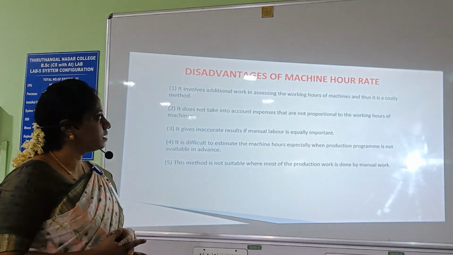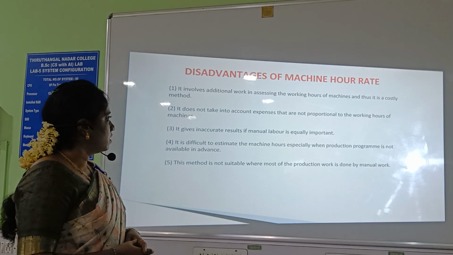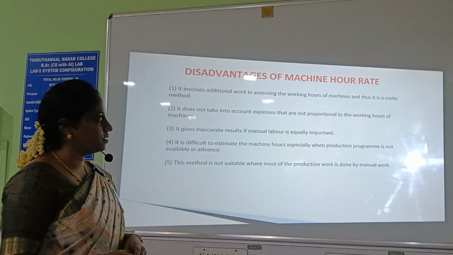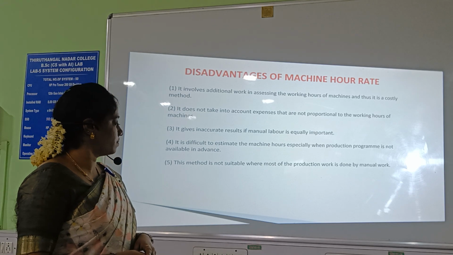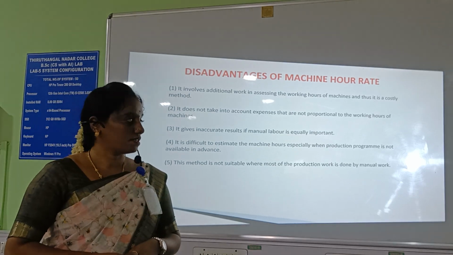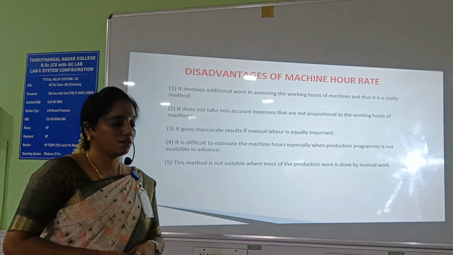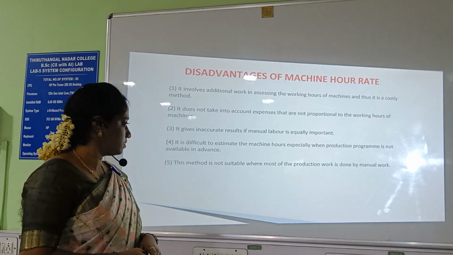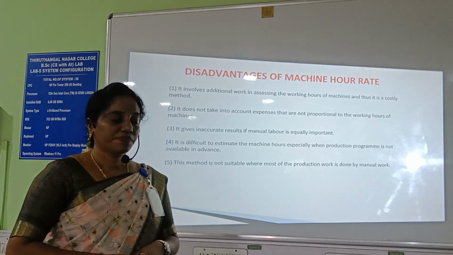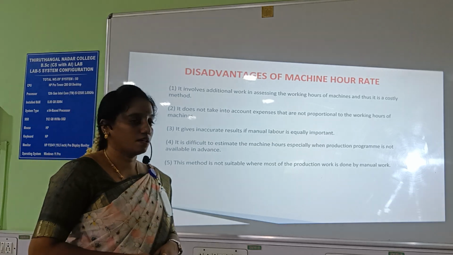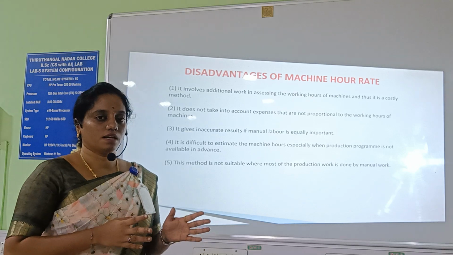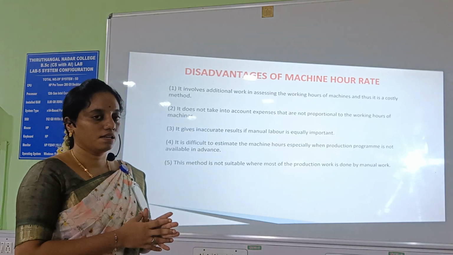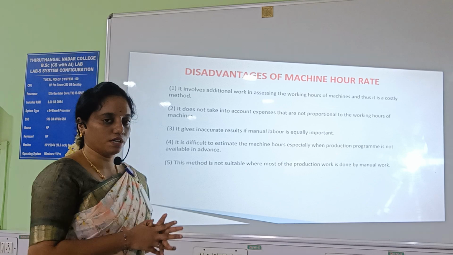Disadvantages of machine hour rate. It involves additional work in assessing the working hours of machines, and thus it is a costly method. It gives inaccurate results if manual labor is equally important. This method is not suitable where most of the production work is done by manual work. So it involves more manual work, so it is regarded as a disadvantage of calculating machine hour rate.